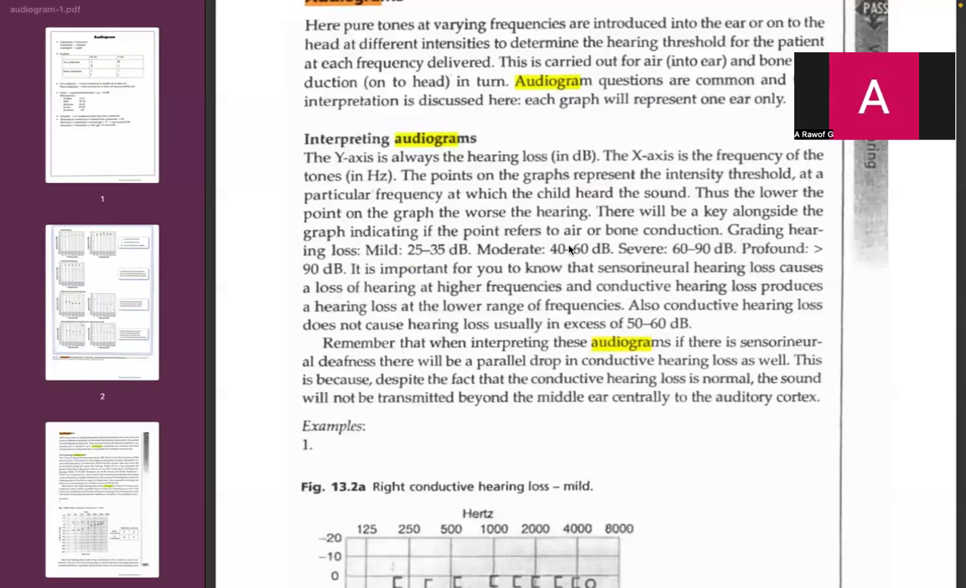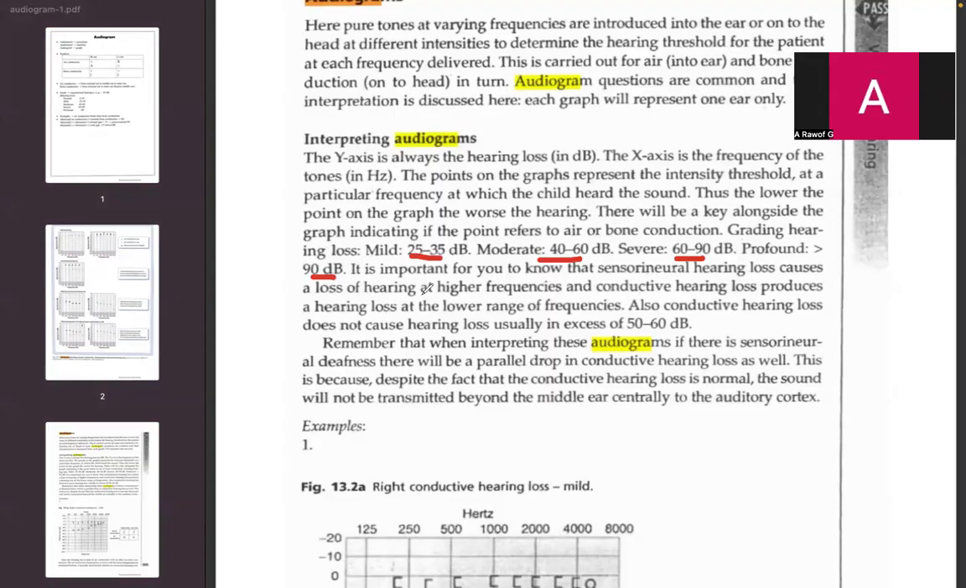Grading hearing loss. Mild is 20 to 40, or 25 to 45 decibels. Then 45 to 65 is moderate. 65 to 85, up to 90, is severe. More than 90 is profound.